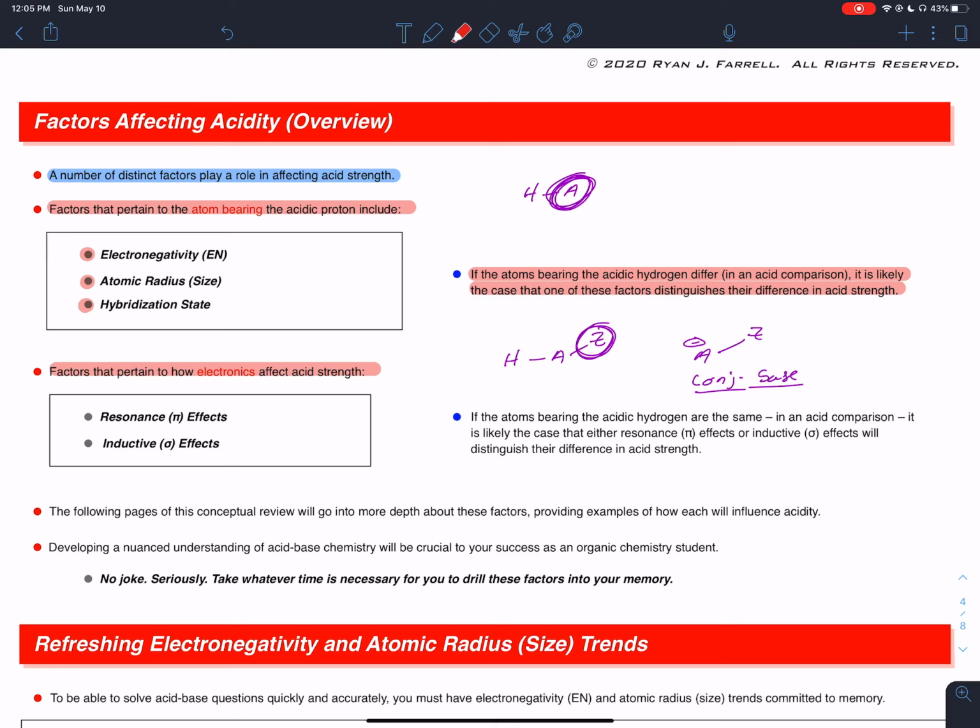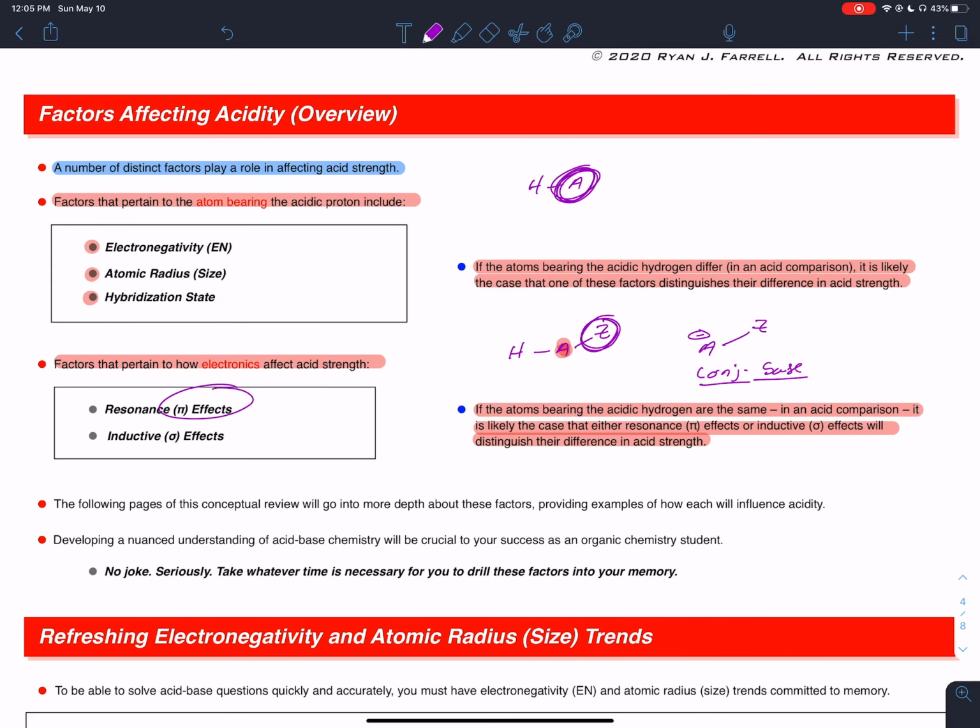So let's say you're making a comparison between two acids, and the atom itself that is bearing the acidic hydrogen is the same. For instance, you may be looking at two acidic hydrogens. They're each bonded to oxygen. If the atom is the same, it is likely something else in the structure affecting the acid strength and the conjugate base stability. We are going to then think about electronic factors, and those electronic factors can either be pi effects, or we could say there is a resonance effect, or we could have an inductive effect. And inductive effects are sigma electron effects.